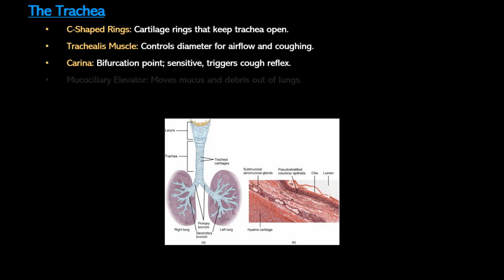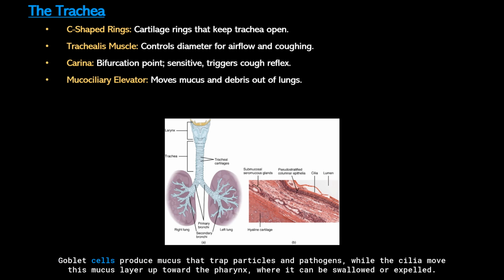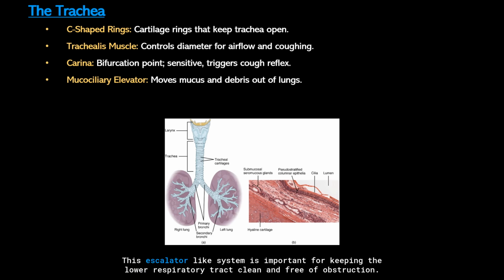The mucociliary escalator is an important feature of the trachea's lining. Goblet cells produce mucus that traps particles and pathogens, while the cilia move this mucus layer up toward the pharynx, where it can be swallowed or expelled. This escalator-like system is important for keeping the lower respiratory tract clean and free of obstruction.